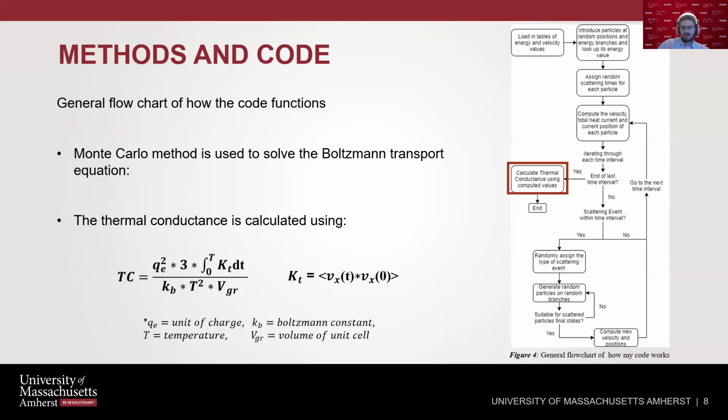The final product of this code is the thermal conductivity of the materials. Provided here is the equation used to calculate it. All values except kT are constants. kT is an important value as it tracks and compares each phonon's velocity to their initial velocity in the beginning. What we're essentially doing is tracking how fast these phonons move into a steady state.